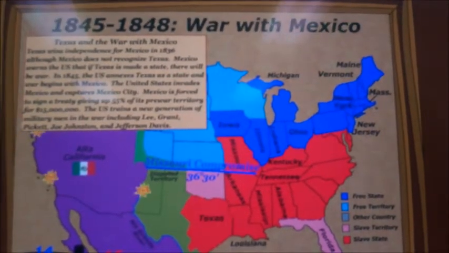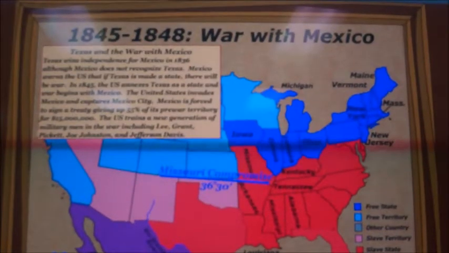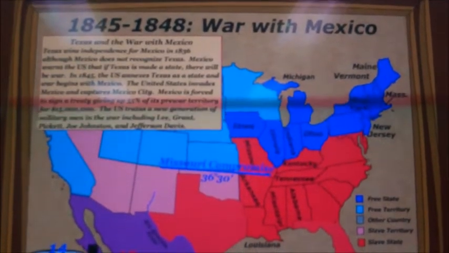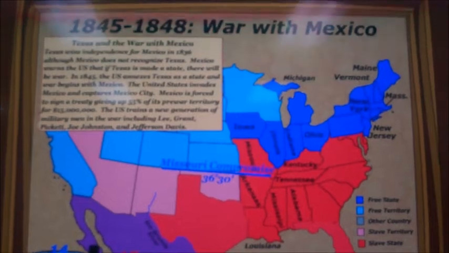In 1854, Kansas is allowed to vote whether it is free or slave. Border ruffians, or pro-slavery Missourians, come to Kansas to tip the vote. The anti-slavery residents get furious and fights begin. This is known as Bleeding Kansas.